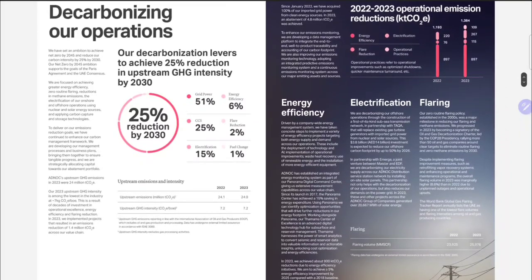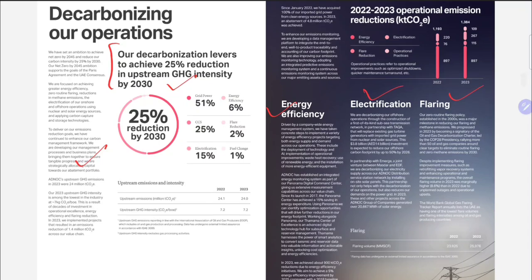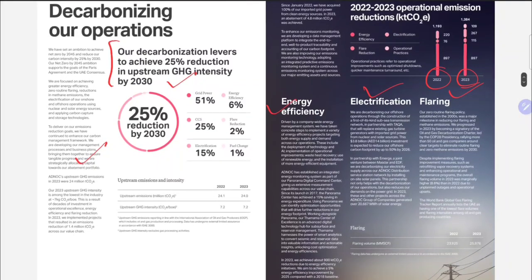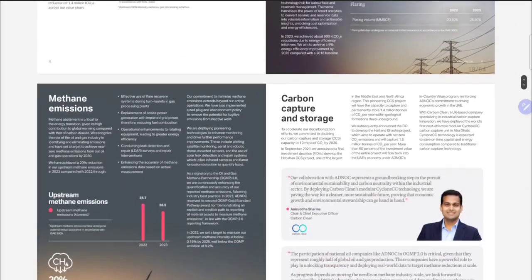Decarbonization in our operations, so how are they doing this? Our decarbonization levers to achieve a 25% reduction in upstream GHG intensity by 2030. So the approach, actions and efforts have been highlighted here for the relevant, identified strategic actions for energy efficiency, electrification, flaring. Those details are available here. Data for 2023 and 2022 for comparison purposes is available here. You can see that. Okay, let's move further.